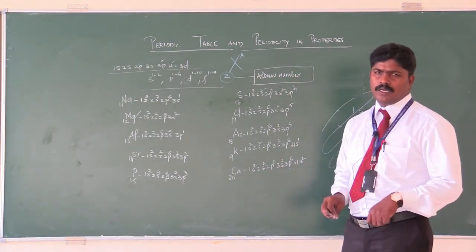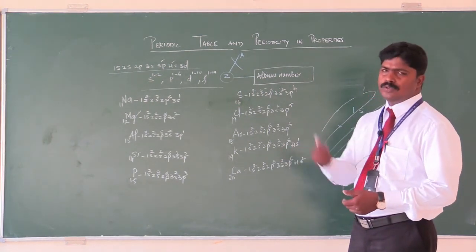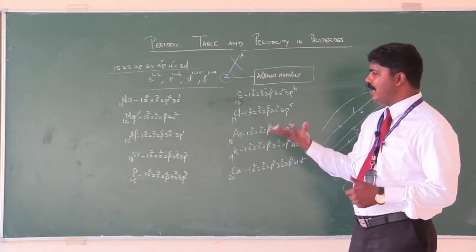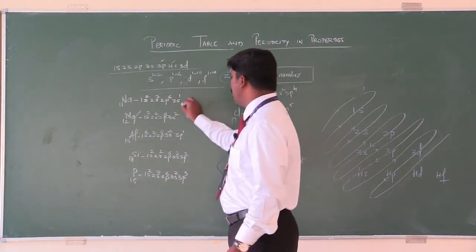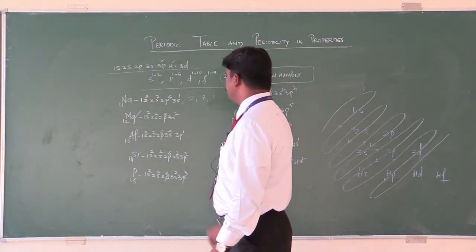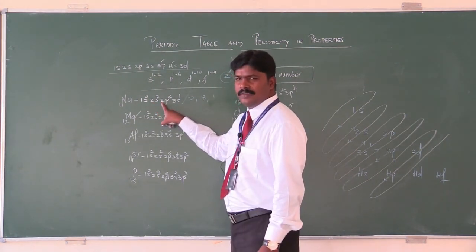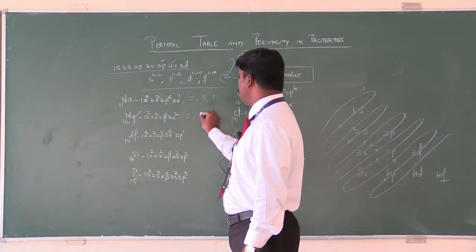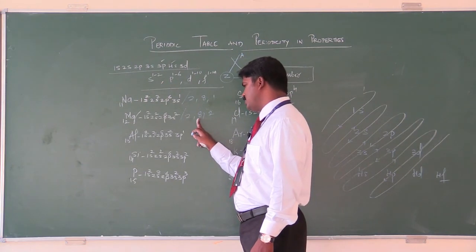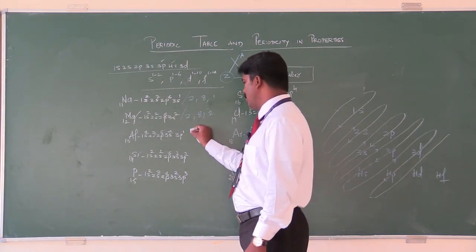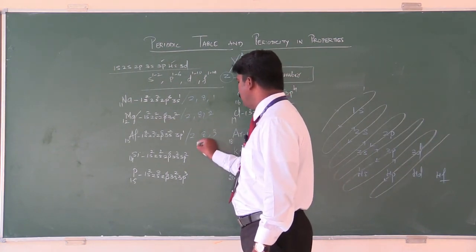This has been taught in the lower classes, but it's my duty to once again help you in the form of a bridge course to recollect what you have learned. Of course, in the CBSE levels they teach like this: they write 2, 8, 1. But here we have divided the 8 into 2s2 and 2p6 subshells. Here you can see 2, 8, 2: K shell completely filled, L is filled, M has 2. Here also you can write 2, 8, 3. Well and good, not a problem at all. That's how they have learned.